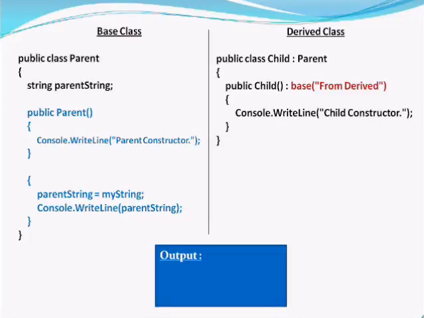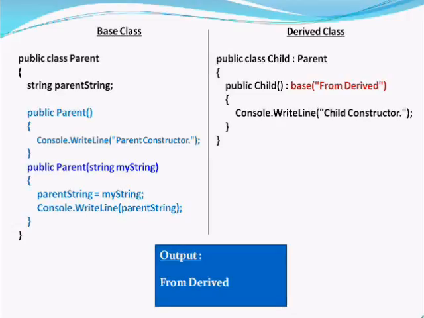Here, executing the derived class, which has a parameterless constructor in the first line, it uses the base keyword to inherit the base class constructor with a string parameter. Then it will invoke the base class constructor before running the rest of the code in the derived class constructor, passing the string from the derived class to the base class constructor, and it will print as the first output.